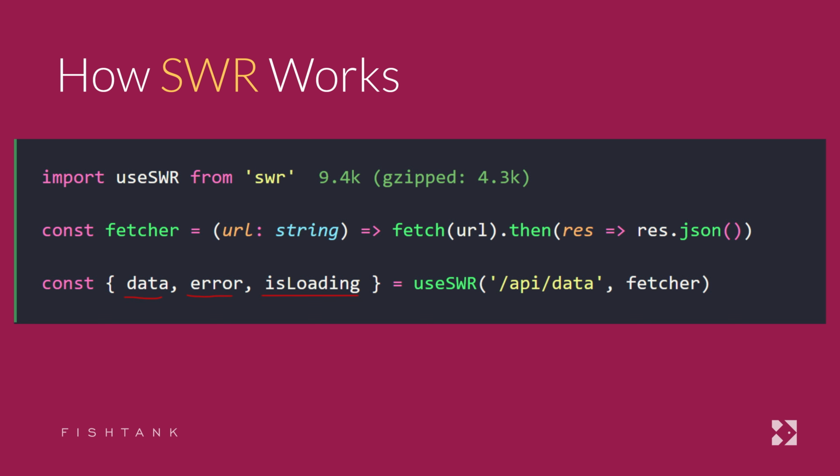So the data comes back in the data, error, and isLoading structure. This allows for immediate handling of the three major states of an API call, all directly from the SWR hook, right?